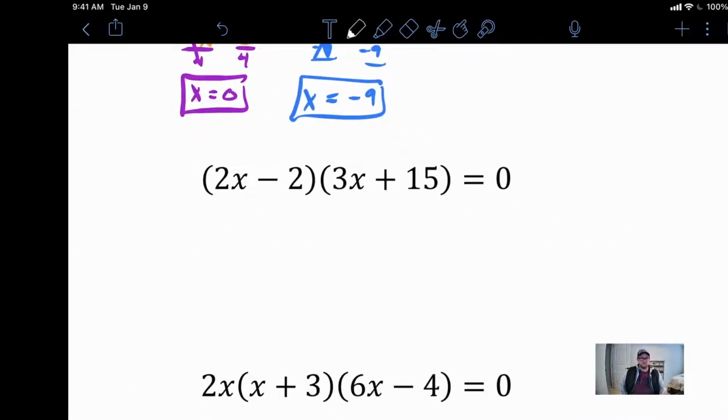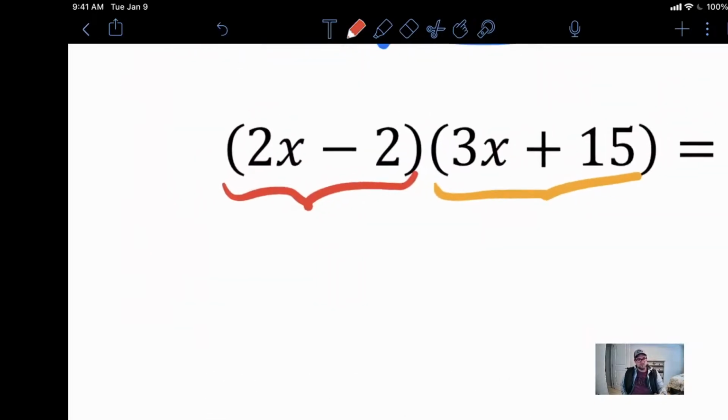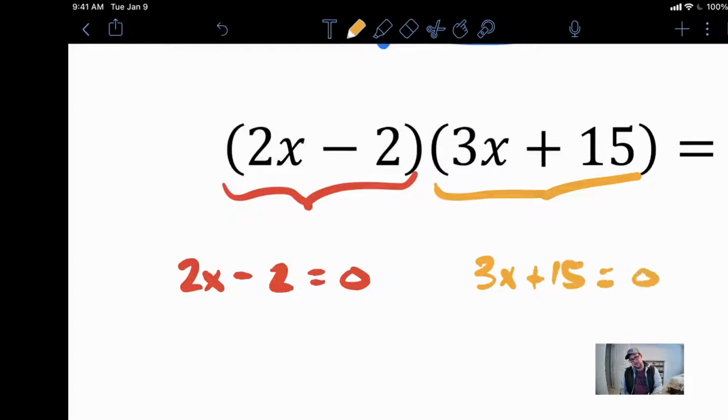Now, in this one, it looks like we are back to having two sets of parentheses like we had yesterday. If we look at the first set, we're just going to take whatever's inside, 2x minus 2, and set it equal to 0. And then, for the other one, we're going to do the same thing: 3x plus 15 equals 0.